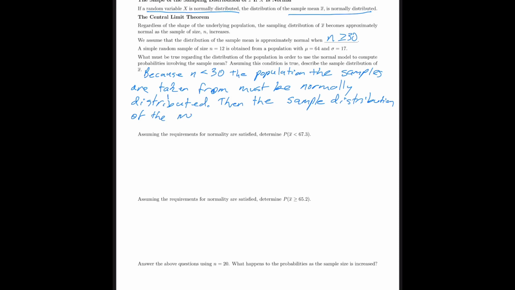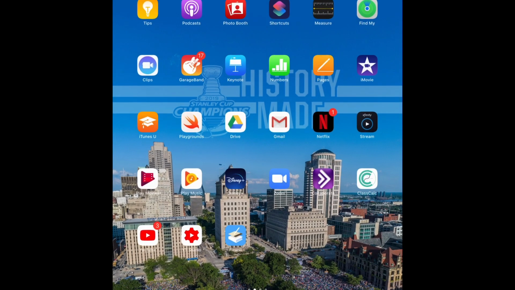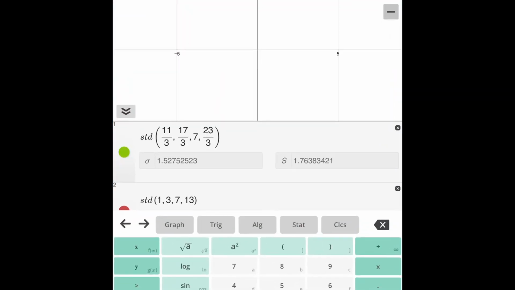And the way we can describe it is if the population was normal, then the sample distribution of the mean is normal with mu sub x bar equal to 64, the same as the mean, and sigma sub x bar equal to 17 divided by the square root of 12. And then we could write that out as a decimal if we wanted to.